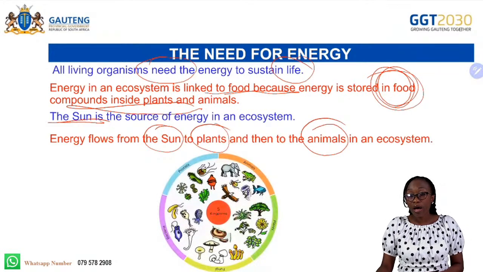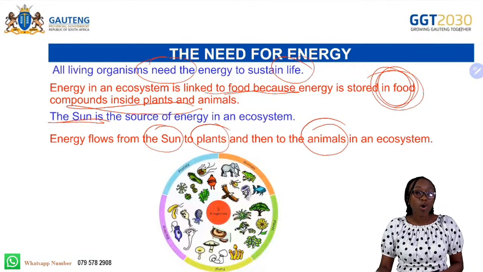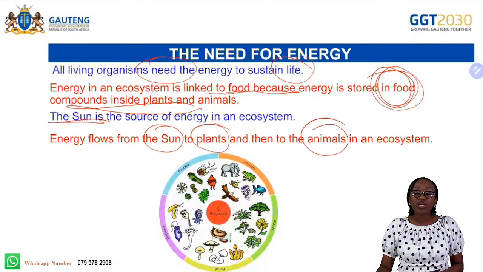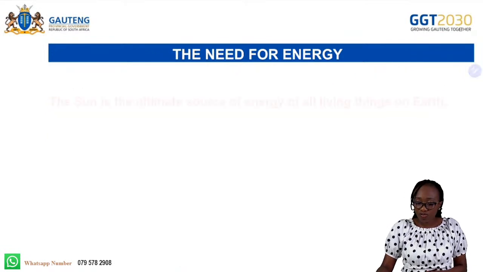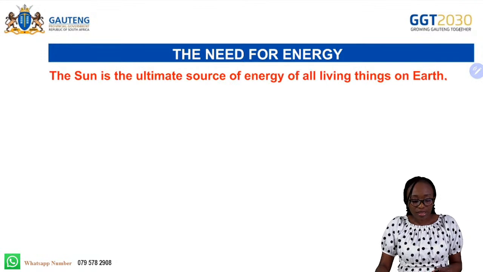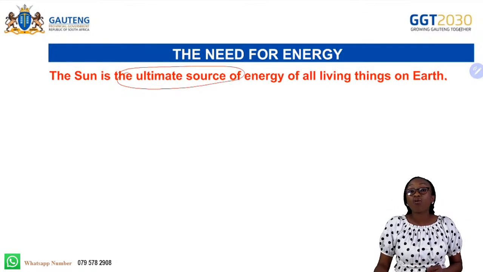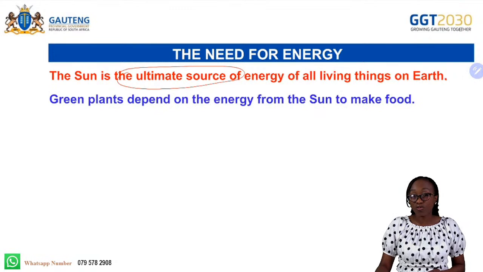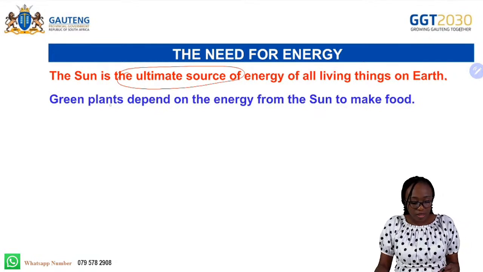If you remember, we learned about different types of plants and animals, and they all belong to the 5 kingdoms. They're all dependent on each other for energy, and they all depend on the energy that comes from the sun for survival. So now we know that the sun is the ultimate source of energy for all the living things that we find on earth.